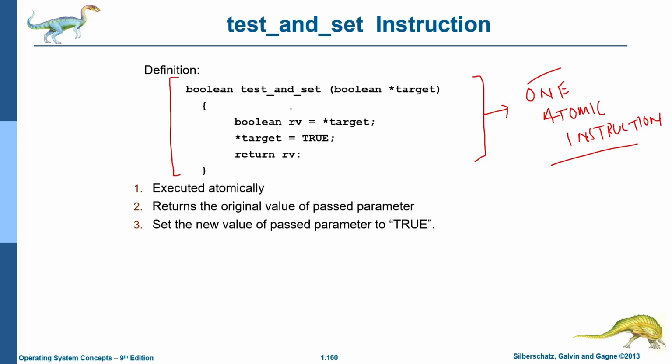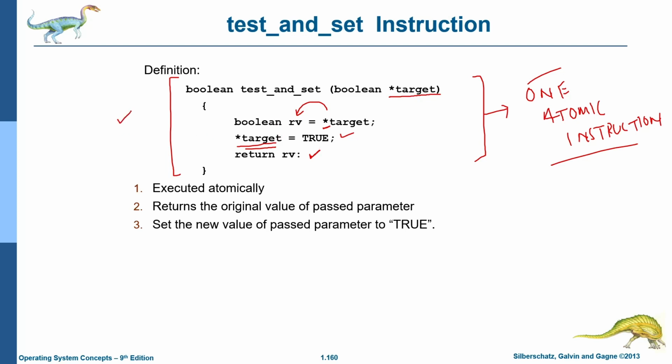So, what does this test and set instruction do? It takes a pointer, it takes the memory address of a target. It then stores the value of this target into a returned value. Then it sets the target to true. It returns the old value. So whatever the value of the target is to begin with is captured in this return value. The target is compulsorily set to true, and then you will get the old value of the target, the original value when you started with this instruction.